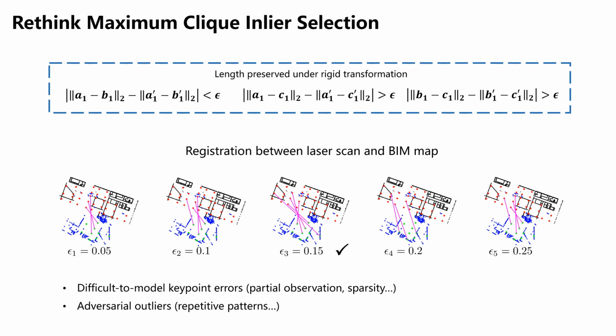There are two aspects contributing to this issue. On one hand, the matching relationships are often based on keypoint and descriptor correspondences, but due to partial observations and the sparsity of point clouds, their errors are difficult to model accurately. On the other hand, the scene may contain some adversarial outliers. For instance, in this example of registering cylindrical objects, their arrangement is very similar, which can pose challenges in outlier removal.